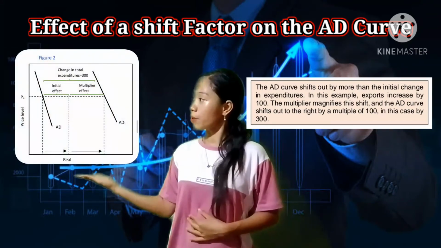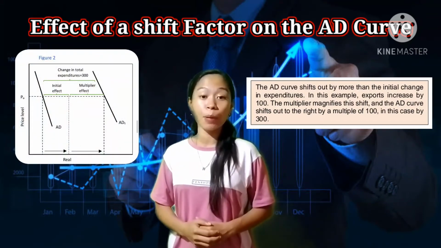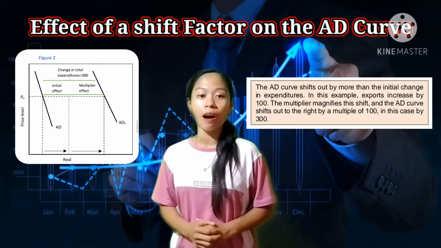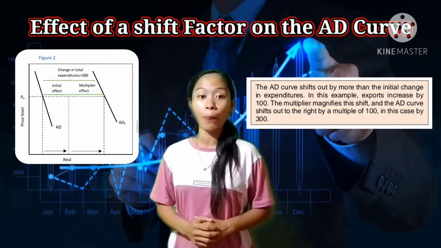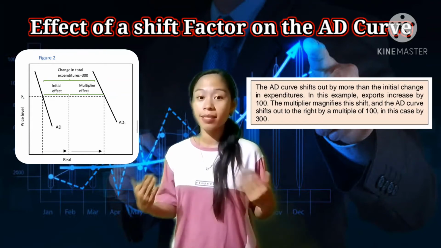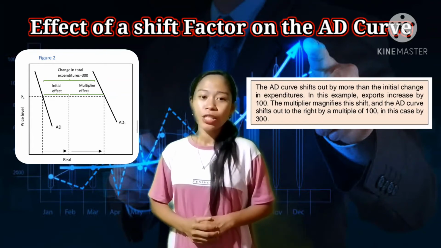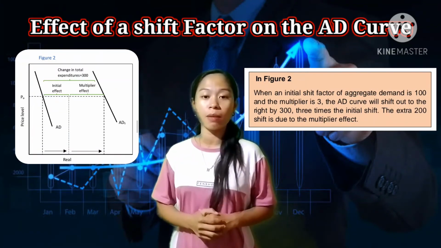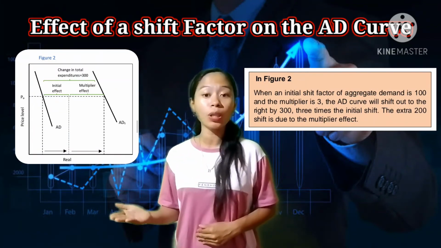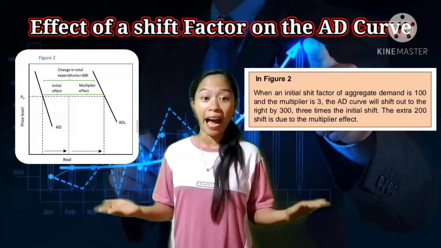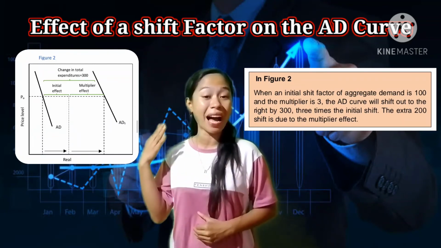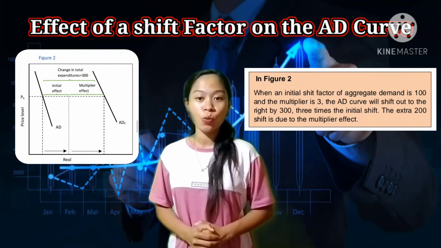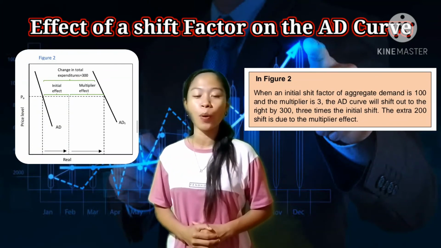In this example, exports increase by 100. The multiplier magnifies this shift, and the AD curve shifts out to the right by a multiple of 100, in this case by 300. So Figure 2 shows that when the initial shift factor of aggregate demand is 100 and the multiplier is 3, then the AD curve will shift out to the right by 300, 3 times the initial shift. The extra 200 shift is due to the multiplier effect.